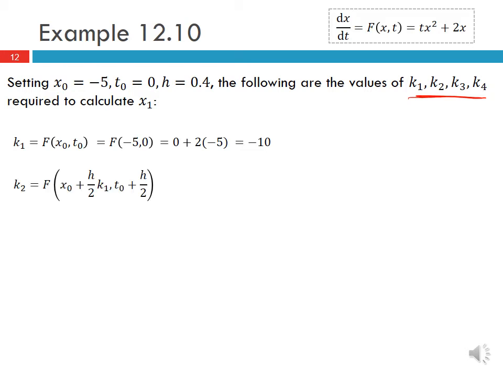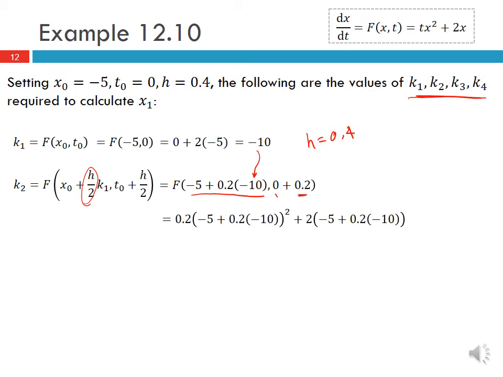K2 is now evaluating our function at x0 plus h over 2 k1 and t0 plus h over 2. So plugging these in, we're evaluating the function at x equal to minus 5 plus 0.2 times minus 10. The 0.2 comes from h being equal to 0.4, so h over 2 is equal to 0.2. And then for the time, we're evaluating it at t0 plus h over 2, so t0 is 0 and h over 2 is 0.2. So plugging all of our values into our function, we see that k2 is equal to minus 4.2.